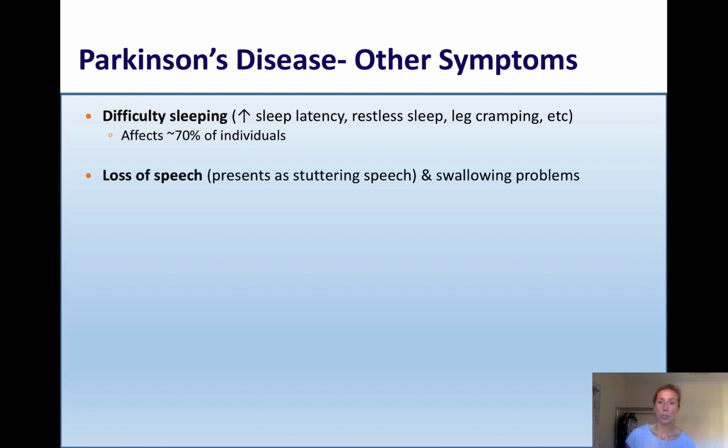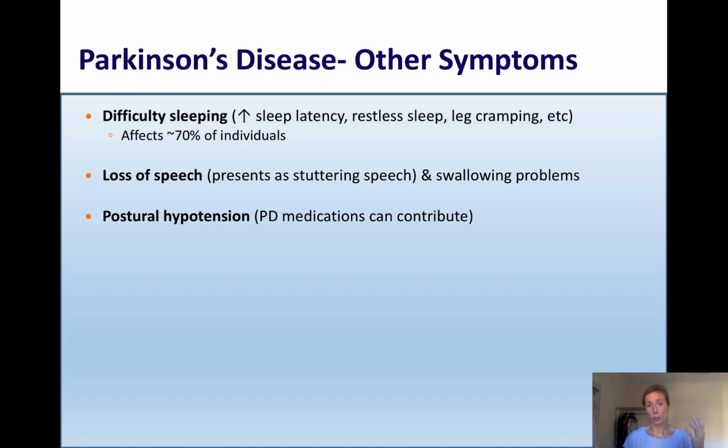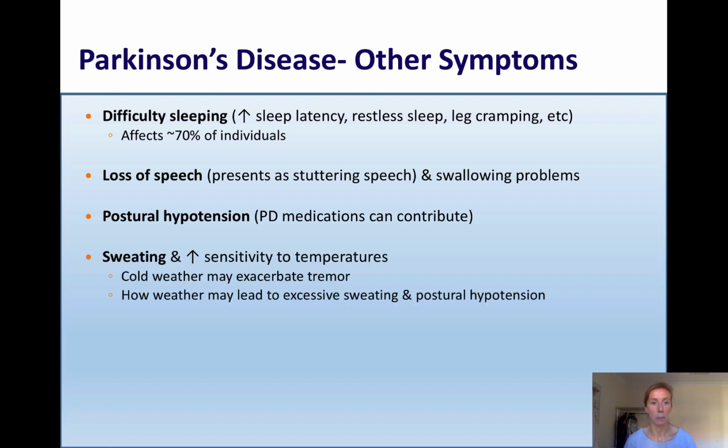Loss of speech, so this can often come out as a bit of a stuttering kind of speech, swallowing issues, postural hypotension. Now this is where when we go from a seated or a laying position to standing, we're going to experience low blood pressure, and that can lead to dizziness and fainting, etc. Some of the Parkinson's disease medications can actually contribute to that as well, but again, something to consider if we're working in an exercise environment.